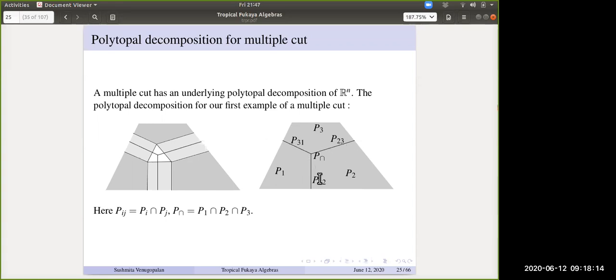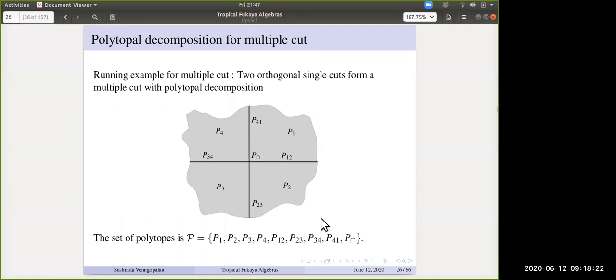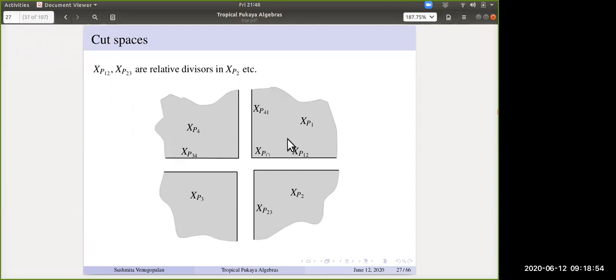So we have a bunch of smaller dimensional polytopes thrown in. Okay, but the running example that I'd like you to have in mind is that of two symplectic cuts, two orthogonal single cuts. So when you put two cuts together, it's a multiple cut with this polytopal decomposition. There are 4 top dimensional polytopes and their intersections. And then there is this point where all of them intersect. And yeah, so the cut spaces look like this. These smaller dimensional polytopes correspond to relative divisors of cut spaces.